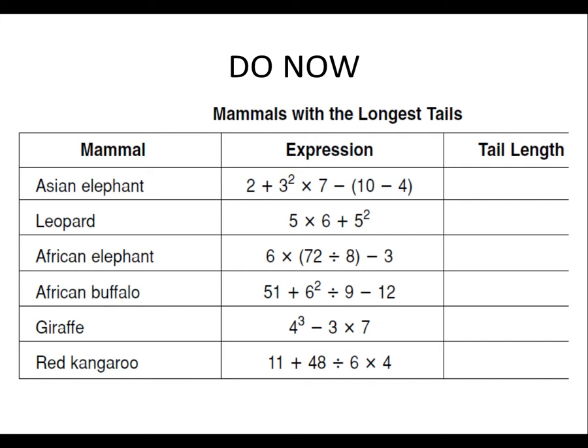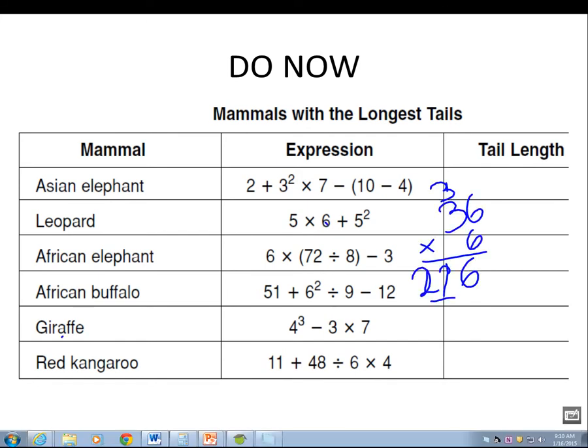Do now. Mammals with the longest tails. Well, let's do the first one together. So we're going to do the first one together, then you guys are going to do the other one. So we have 36 times 6. No. Let's use the order of operations.